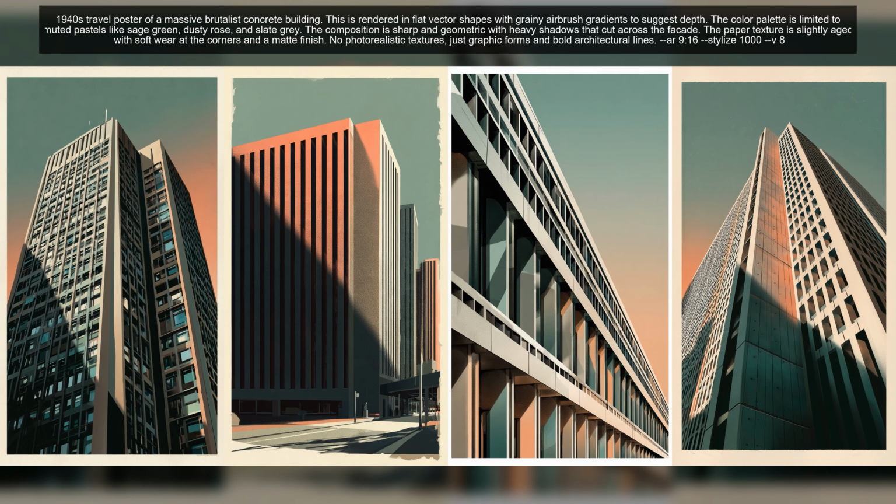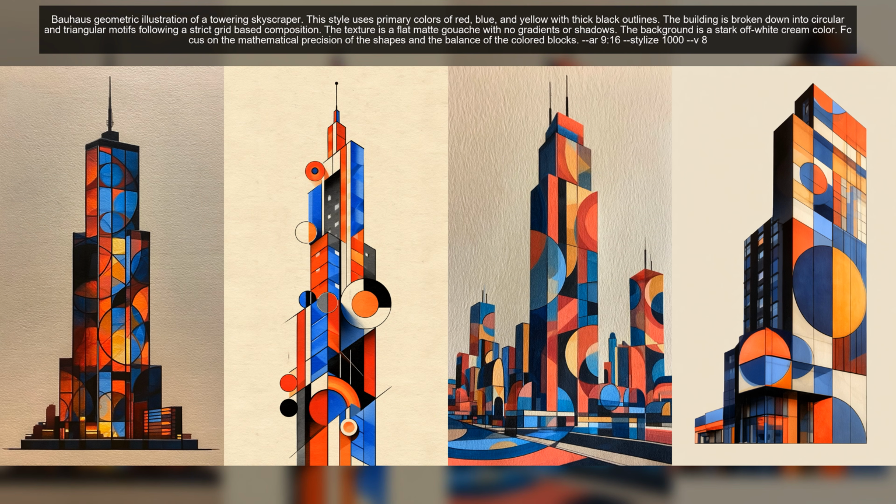A 1940s travel poster of a brutalist concrete building in muted pastels and flat vector shapes. Promising composition, but the colours came out too muted. A Bauhaus skyscraper, broken into primary coloured geometric forms on cream. Loved the colours, though the paper texture felt a bit off.